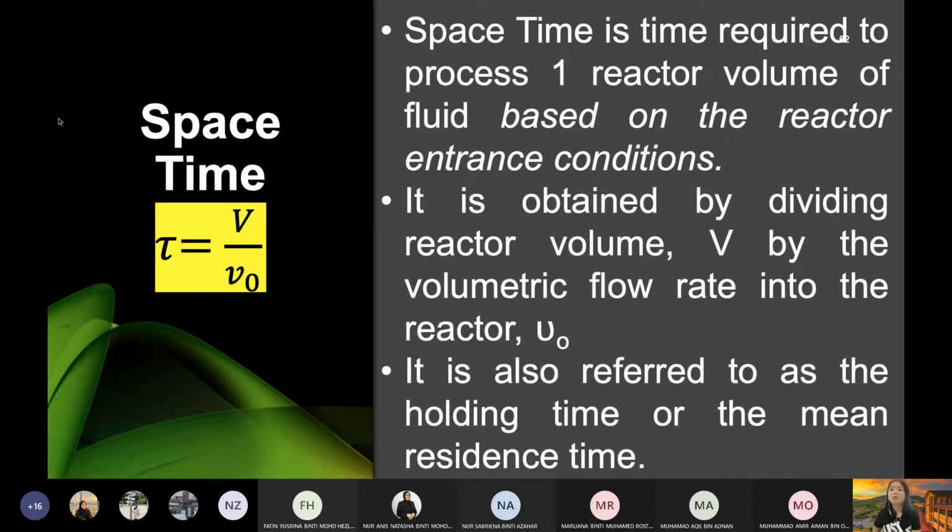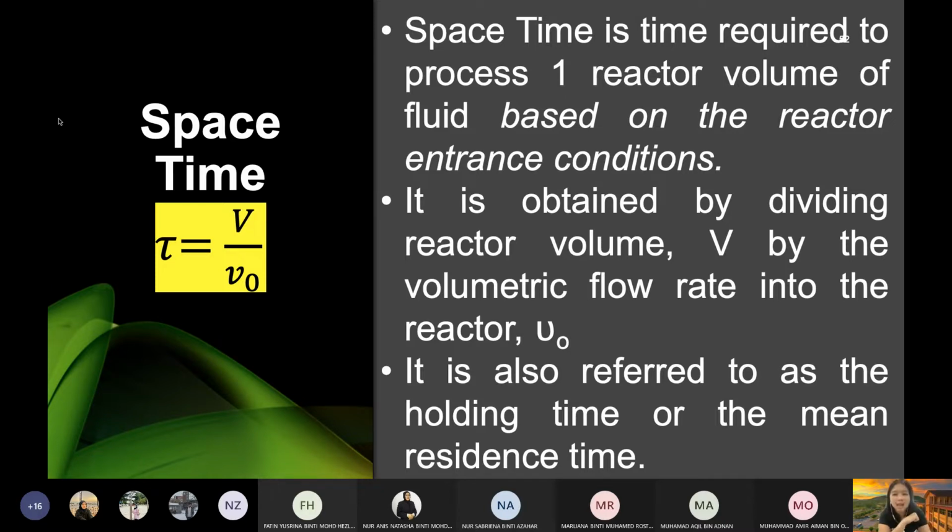But first, let's understand what space time means. Okay, first thing first, when we talk about space time or space velocity, this is for a continuous system. For a batch reactor, you notice I haven't talked about batch reactor yet, right? For batch reactor, we always talk about reaction time, t, small t is reaction time. Space time and residence time are for flow reactors, meaning CSTR and PFR.